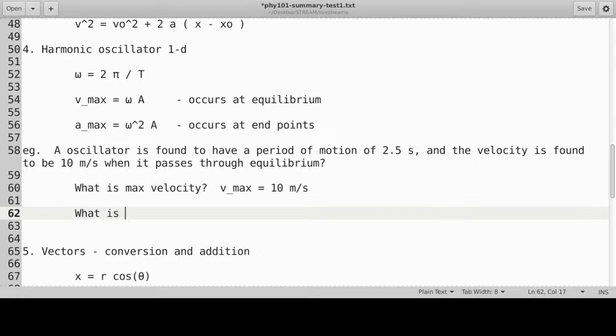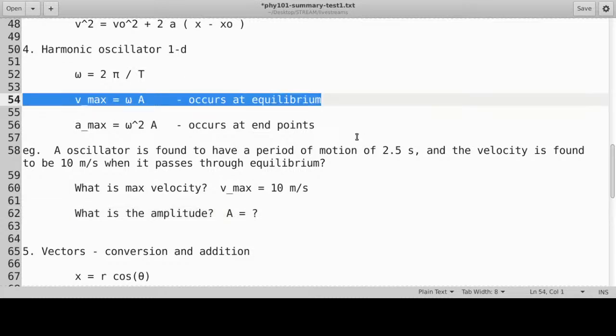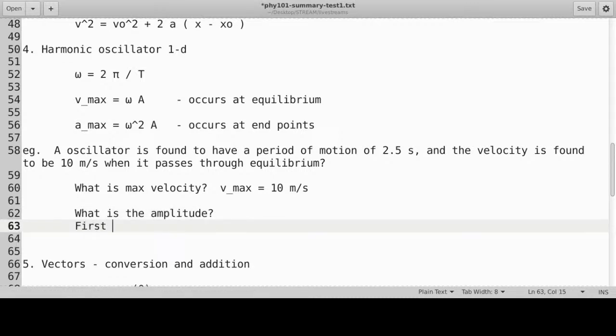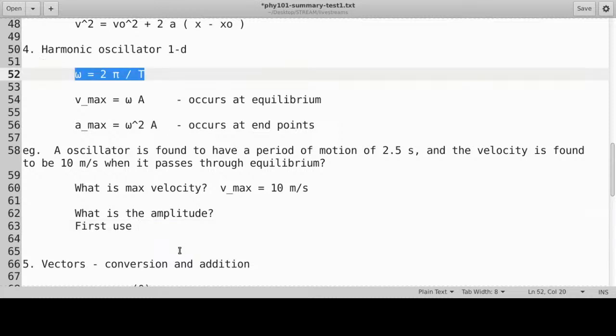What is the amplitude? All right, so what's the amplitude? So the amplitude, A. Say you look through the equations here, and of course you don't see an equation that has A equals, but you see this one, the second one, and you go, oh, I know V max, and I know the period, and if I know the period, I know omega, so I know V max and I know omega, and therefore you can calculate A. Okay, so you have to combine a couple of equations here, and so you say, okay, well, first use this one to get omega.